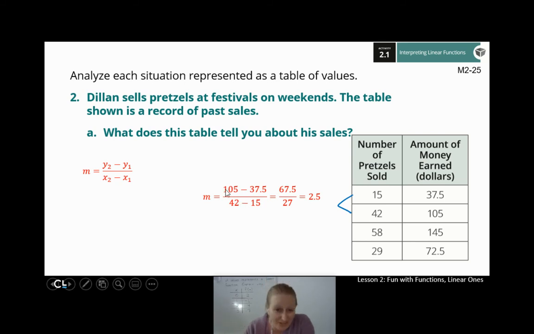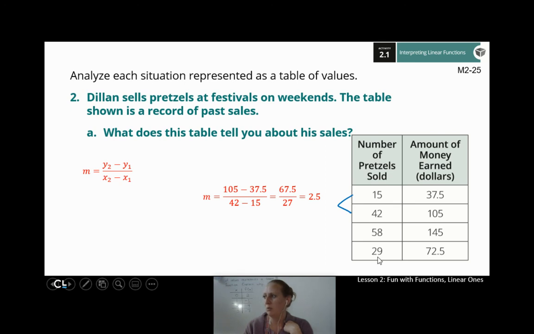I totally used a calculator. 105 minus 37.5 is 67.5. 42 minus 15 is 27. And again, with my handy calculator, I did divide. 67.5 divided by 27 is 2.5. But let's talk about what this means, because we want to talk about his sales. So yay, the slope is 2.5. Huzzah. But what does that mean?